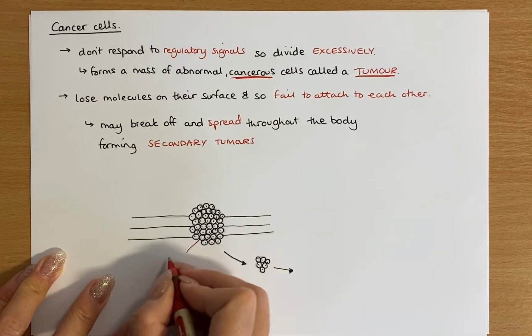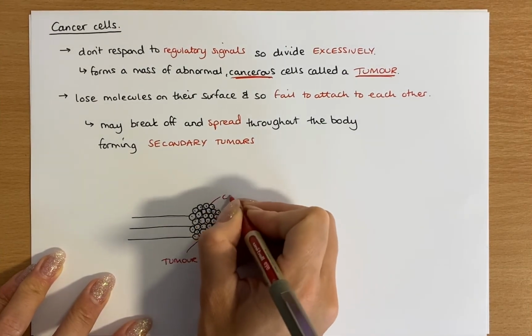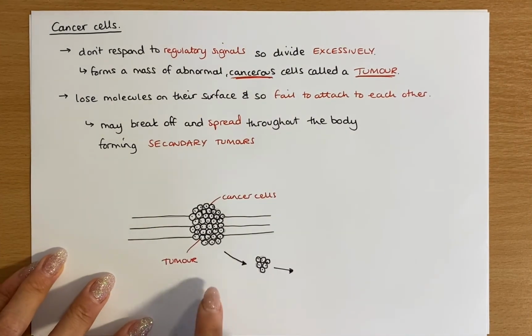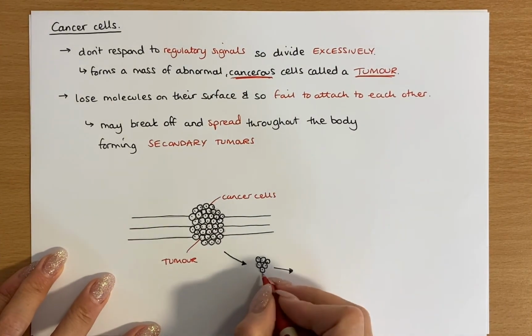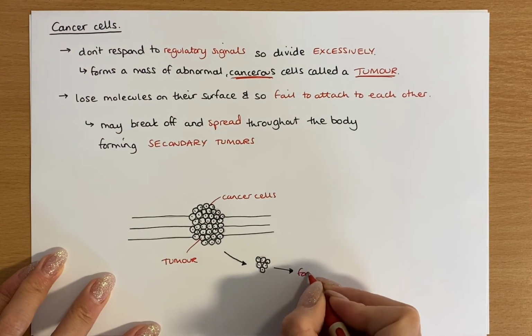So this is our primary initial tumour of cancer cells. And this is where it is broken off. So this group of cells then would go on and form a secondary tumour.